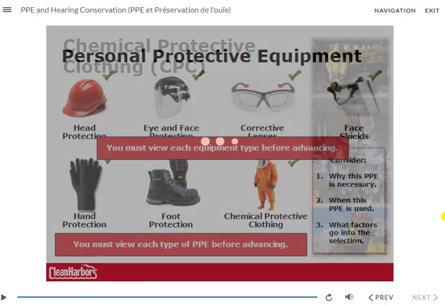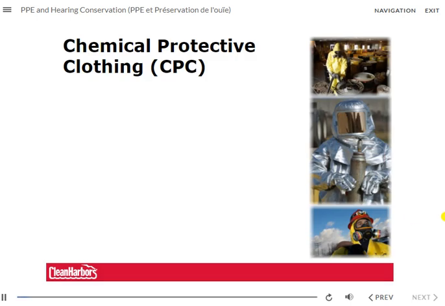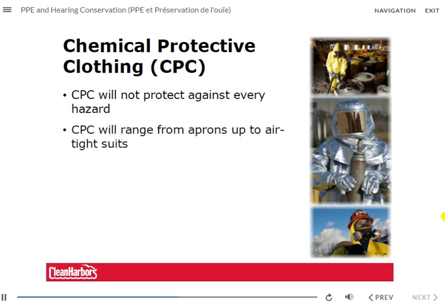With the variety of chemicals found in the workplace, not all equipment is protective against everything. For instance, a material used in protective clothing may be protective against a corrosive, but have little to no protection against solvents. The types of chemical protective clothing, or CPC, may include a simple apron all the way up to a totally encapsulating airtight suit.